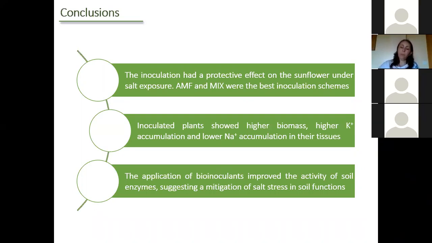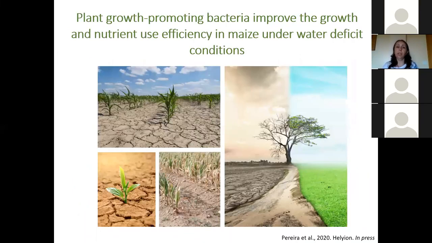So this was the first case study that I have to show you, and then I will proceed with the next one, which is a case study related with the application of these PGPR on the growth and nutrient use efficiency of maize growing under water deficit conditions.